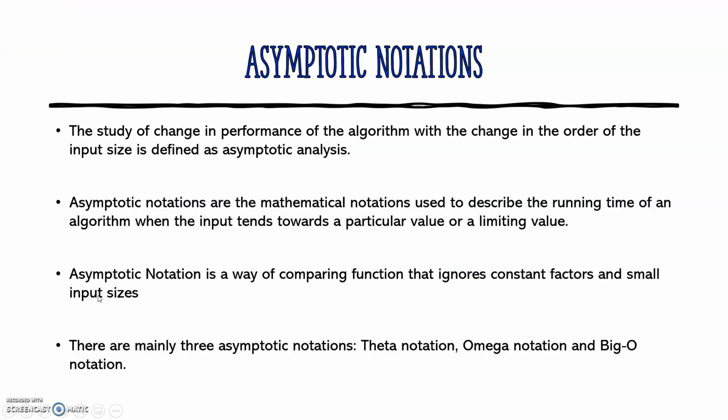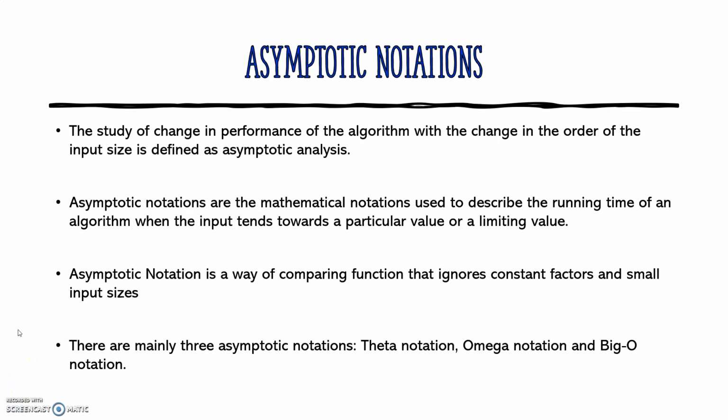So as I mentioned, the efficiency of an algorithm depends on the amount of time, storage, and other resources required to execute the algorithm. The efficiency is measured with the help of asymptotic notations. An algorithm may not have the same performance for different types of input. With the increase in the input size, the performance will change. The study of change in performance of the algorithm with the change in the order of the input size is defined as asymptotic notation or asymptotic analysis.